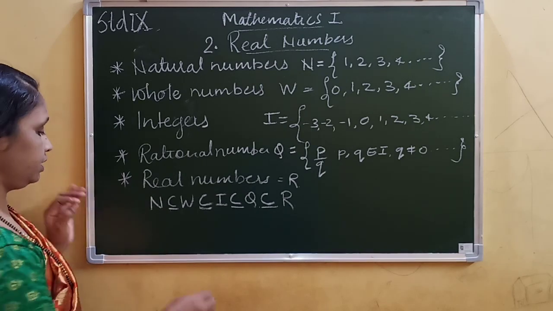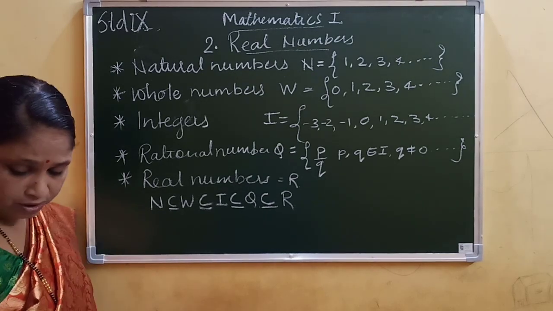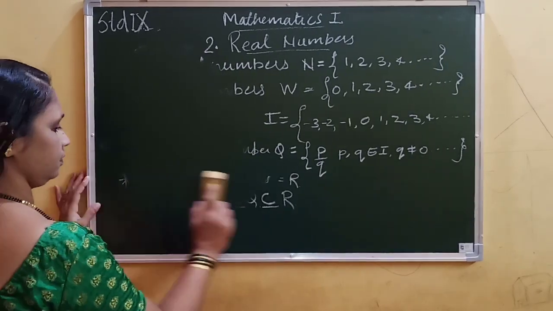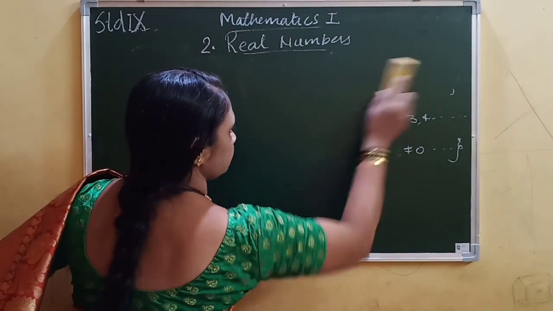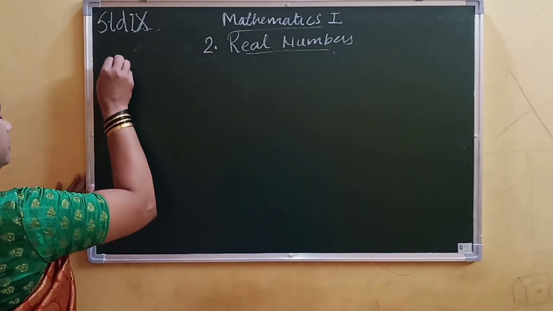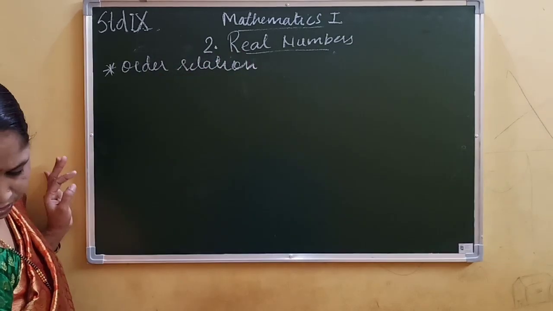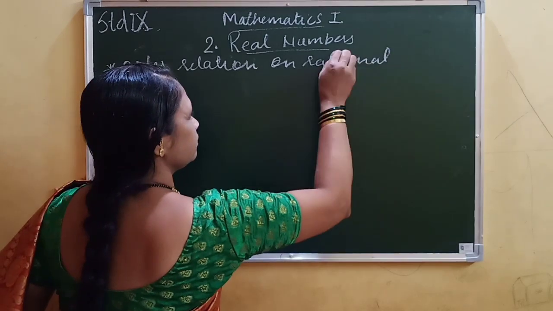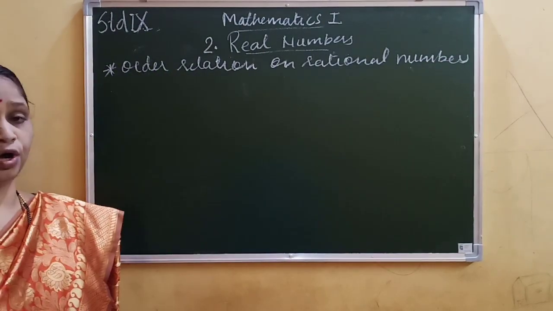Now, next part, we have to study the order relation on numbers. Order relation on rational numbers.